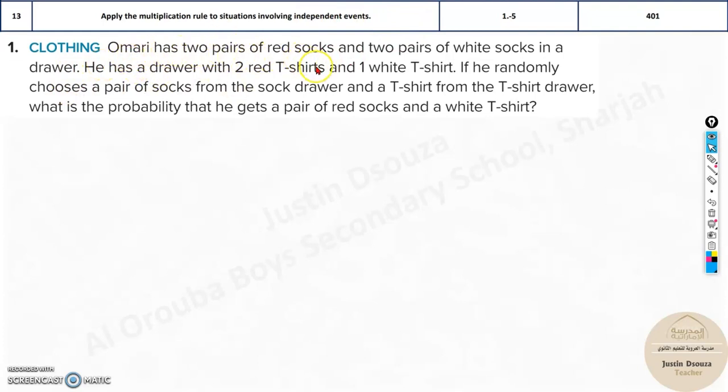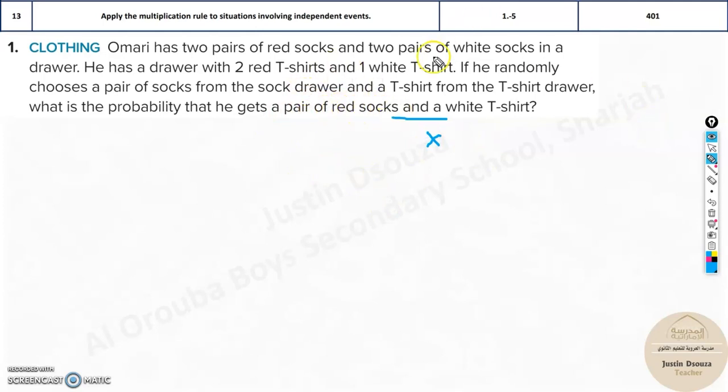Omari has 2 pairs of red socks and 2 pairs of white socks in a drawer. He has a drawer with 2 red t-shirts and 1 white t-shirt. If he randomly chooses a pair of socks from the sock drawer and a t-shirt from the t-shirt drawer, what is the probability that he gets a pair of red socks and a white shirt? It is very, very important to know this word, and. And means it's multiplication.